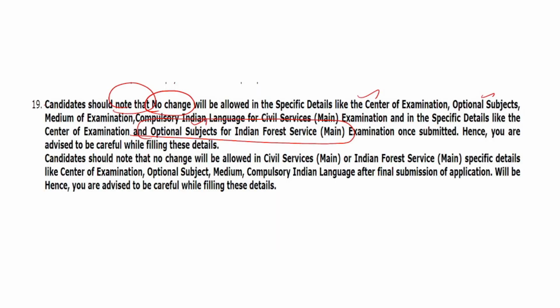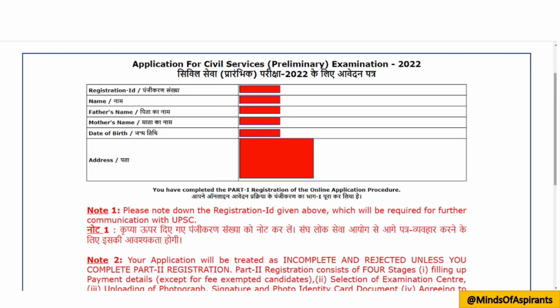You can check that. And as I told you, there is no provision for changing the center name option. If your name is wrong, they will take it up, or if you have some documents in OBC, they will take it up. But this change in center, this optional subject name, or this medium of instruction, they will not change. So please be careful in filling. And once you do that, you have to pay. And once you pay, that is the point.